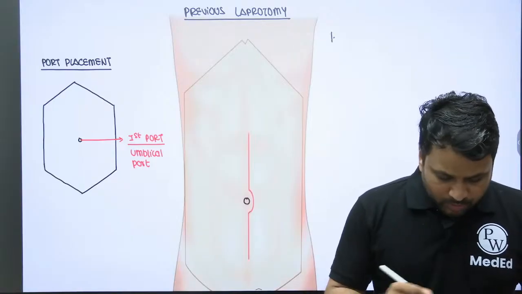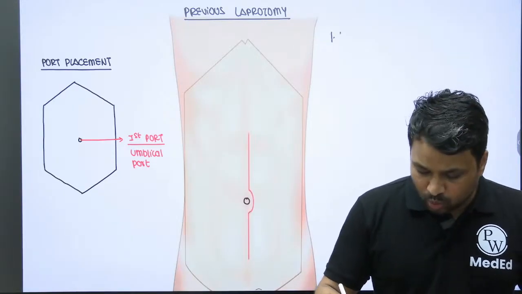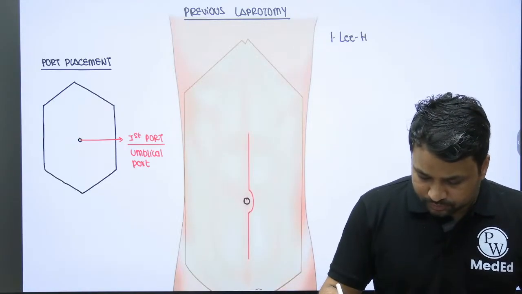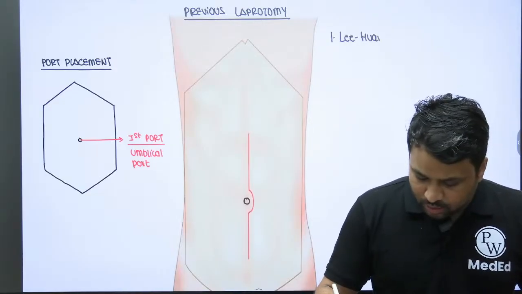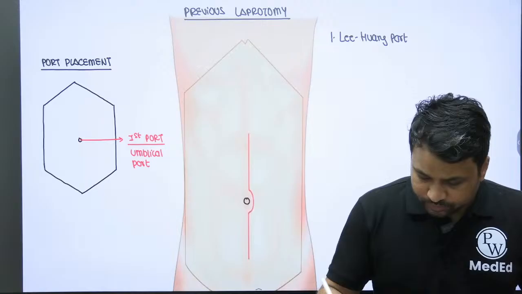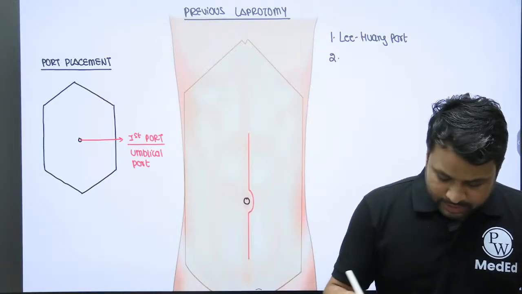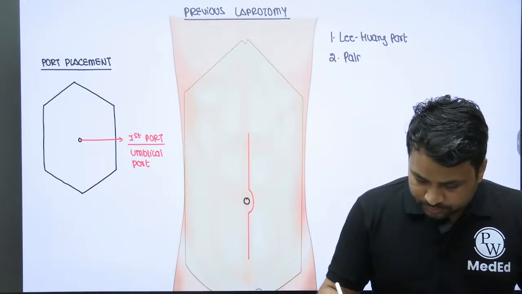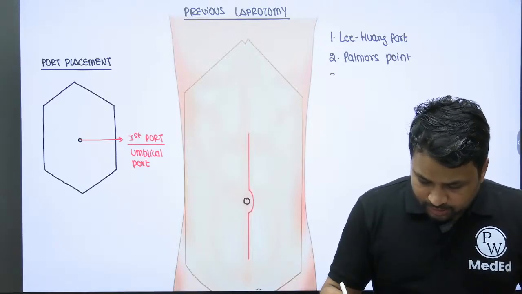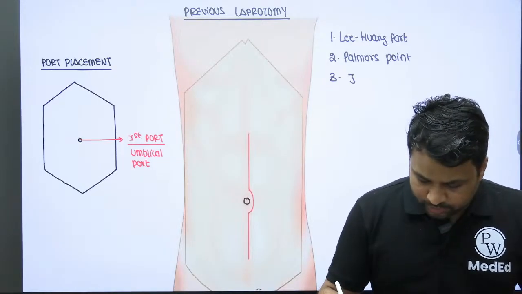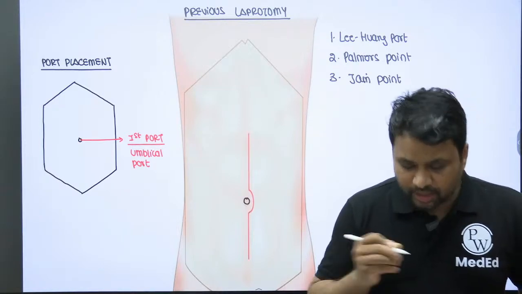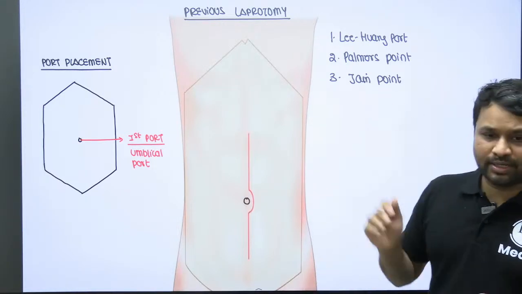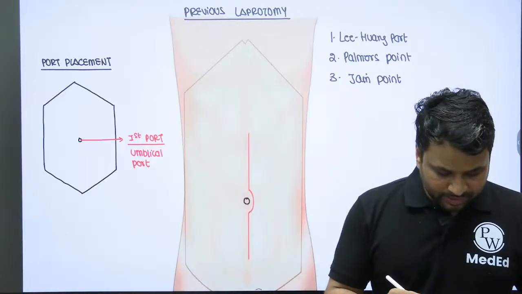The option number 1, I can put something called the Li Huang port. The second port that you can place is your Palmer's point. And the third place that you can put is your Jane point. ठीक है? So you have Li Huang, Palmer's and the Jane point. अब ये कहाँ पे है? Where would you find them? ठीक है?